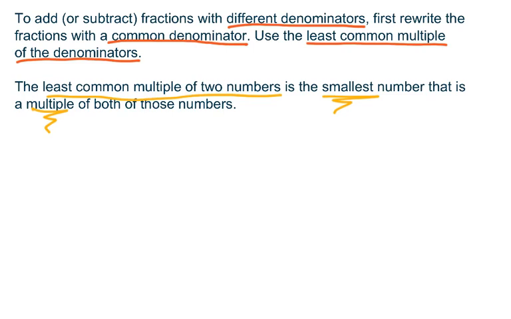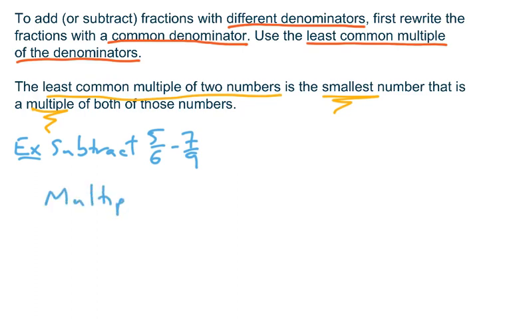Let's explore this in the context of working a different example. Suppose we want to subtract, because this idea should work for adding or subtracting. We want to subtract 5/6 minus 7/9. The denominators are not the same. We need them to be the same. The suggestion is that we look for the least common multiple, but what does that mean?